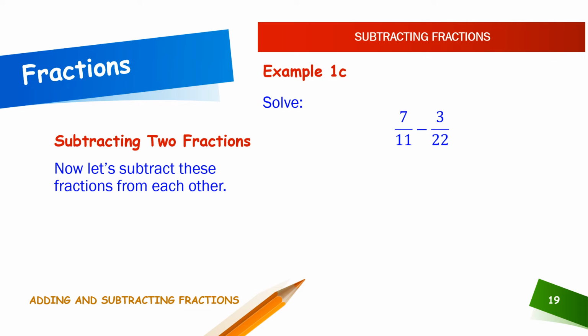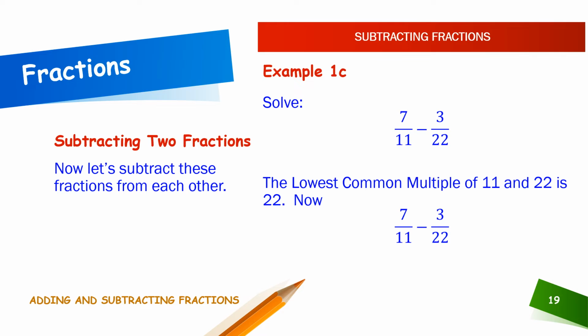Now let's subtract two fractions from each other. As before, convert the fractions so the denominators are the same. The denominators are 11 and 22, and the lowest common multiple of 11 and 22 is 22.